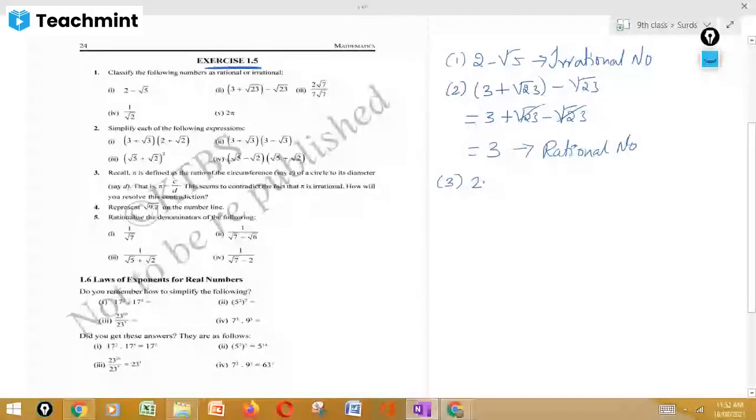Third question: 2 into root 7 divided by 7 into root 7. Which kind of number will it be? Rational number. How can you say that it is rational? When we simplify, the answer will be 2 by 7. Root 7 and root 7 get cancelled, and you are left with 2 by 7. And 2 by 7 is a rational number.